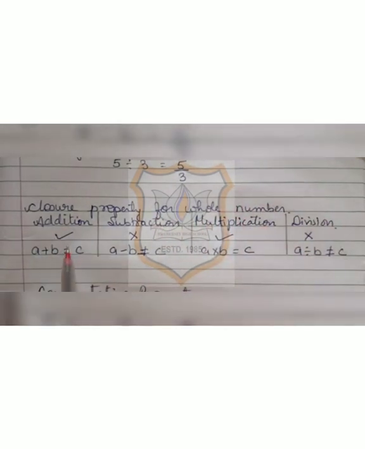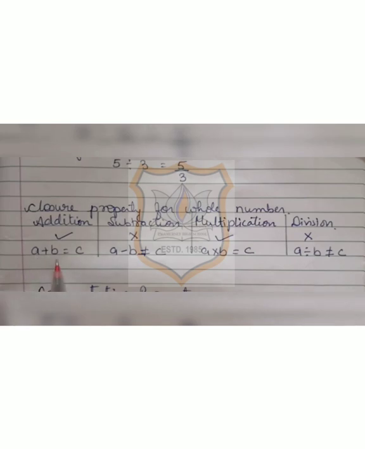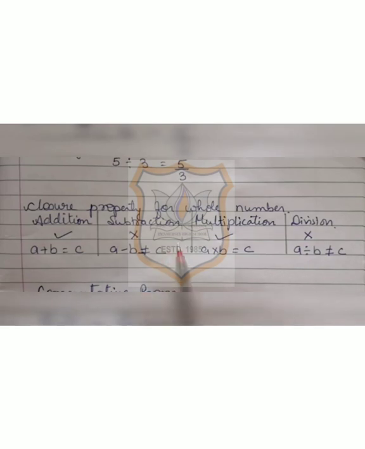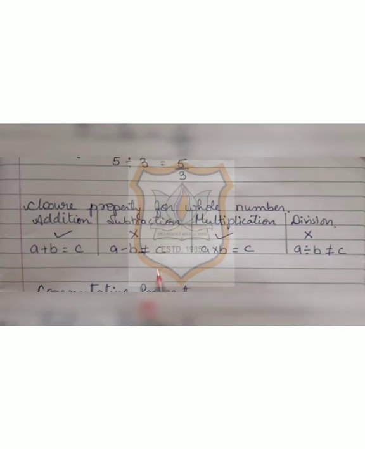So students, here we can conclude that closure property for whole numbers works for addition and for multiplication and not for subtraction and division. The closure property for addition is a plus b is equals to c. By adding two whole numbers, we get the answer in a whole number. For subtraction, a minus b is not equals to c. By subtracting two whole numbers, it's not necessary that we get the answer in a whole number. We can get answer in negative integers also.